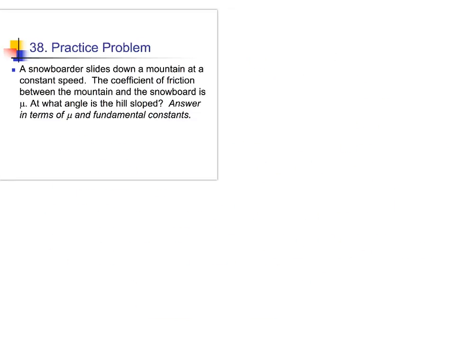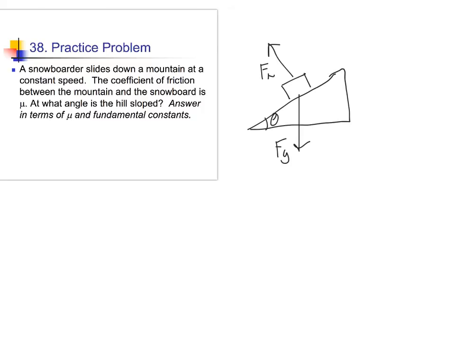One last problem here. We have a snowboarder going down a mountain at a constant speed, and we want to know what the angle of the incline is here. So I'm going to set up my forces once again, leave that angle as a theta. We know we have the force of gravity and the normal force, and in this case we have a coefficient of friction, so there must be a force of friction. I don't see any mention of any other forces, so that's it for now.